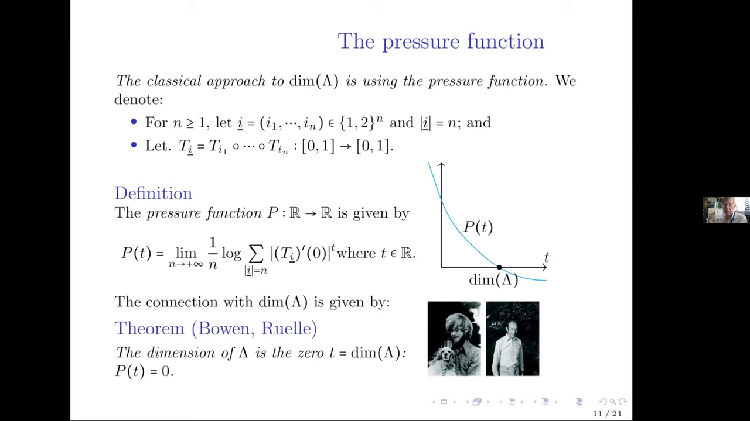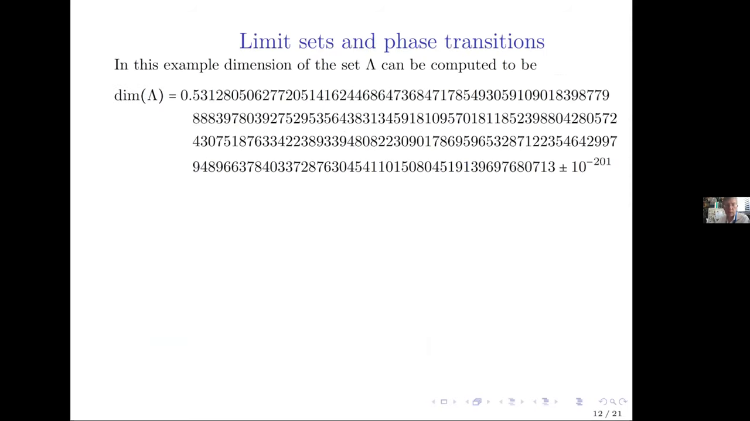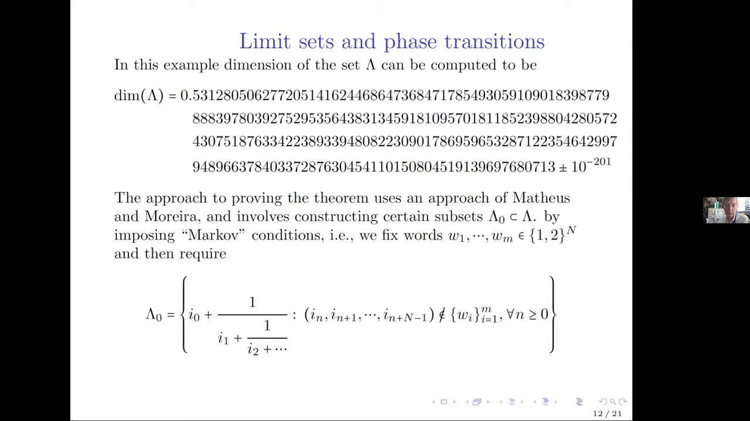So if you want to know the dimension of a set, if the set happens to be given by an iterated function scheme of a simple form, then you can always work it out from the pressure. And so for the example I gave before, we had two contractions, x goes to 1 over 1 plus x, and x goes to 1 over 2 plus x, and you can work out the Hausdorff dimension to whatever level of accuracy you have the patience to do, or your computer has the memory to do. So to 200 decimal places, the Hausdorff dimension of that limit set is given by this value, I claim.